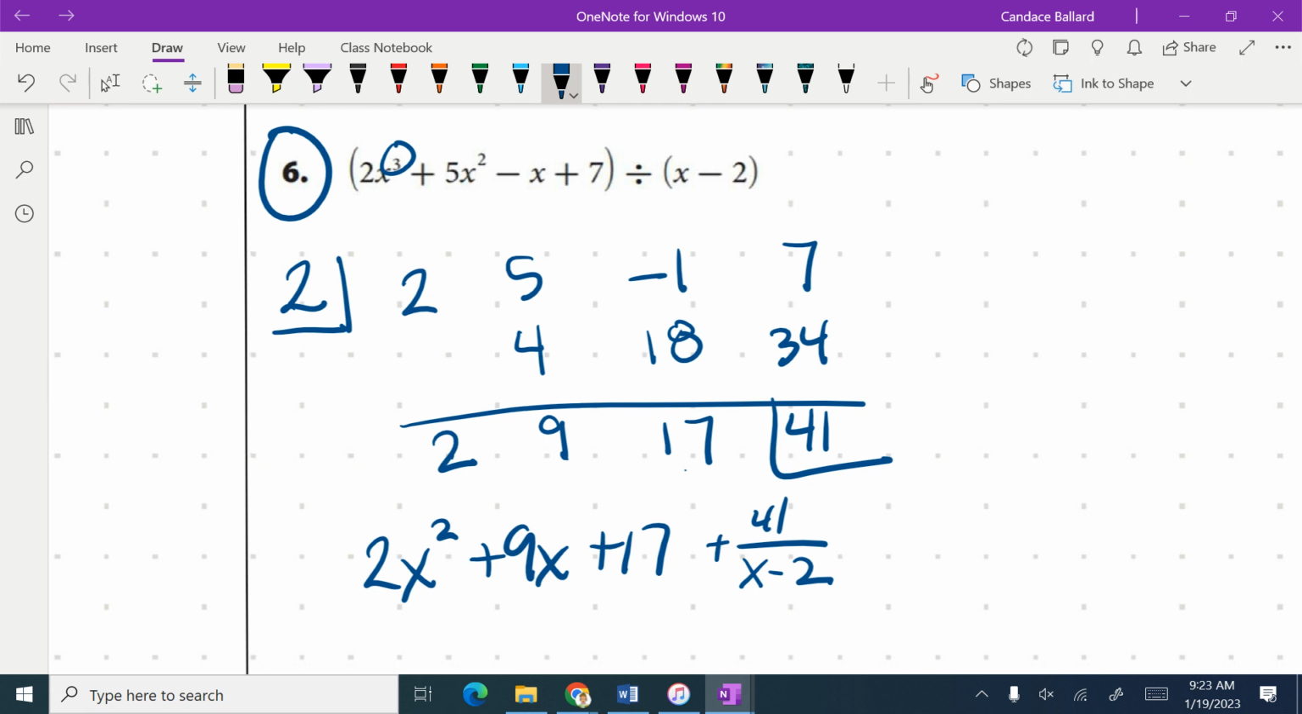Synthetic is a nice shortcut, but you've got to practice it and get that muscle memory of what the steps are down.